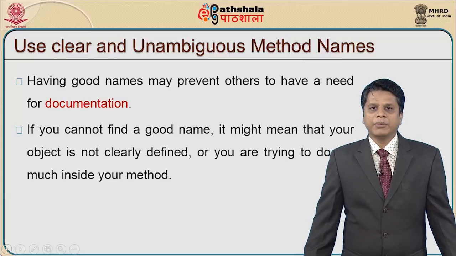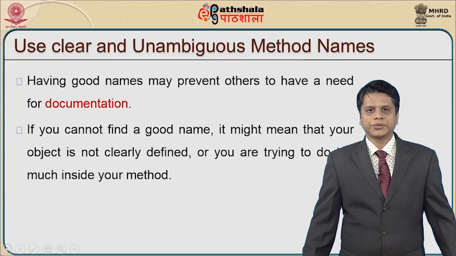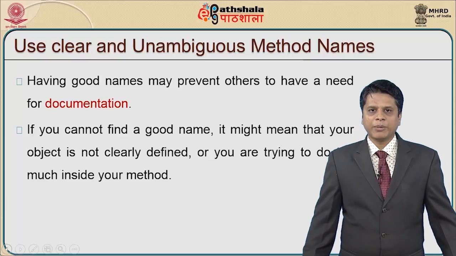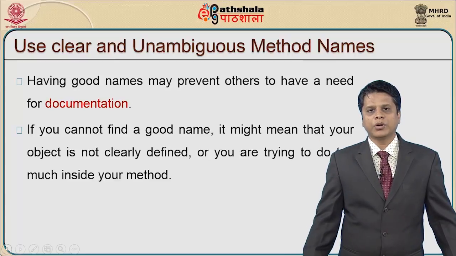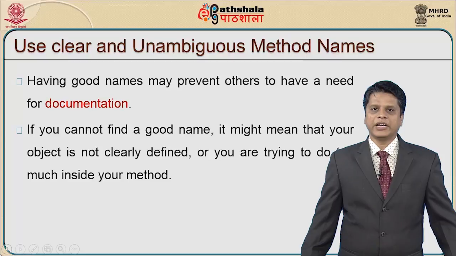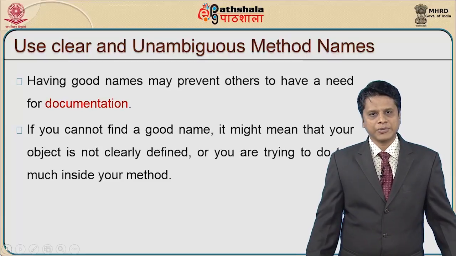So, how are we to name the methods? Use clear and unambiguous method names. Having good names may remove the need for documentation. Many times we look at people who develop programs. The first program they develop, they write as program 1 or first program. The second program they develop, program 2 or second program. At later instances, if we want to search for a particular program, an appropriate file name makes it easier to identify what kind of program we did, rather than program 1 and program 2, which may not mean anything in terms of names.